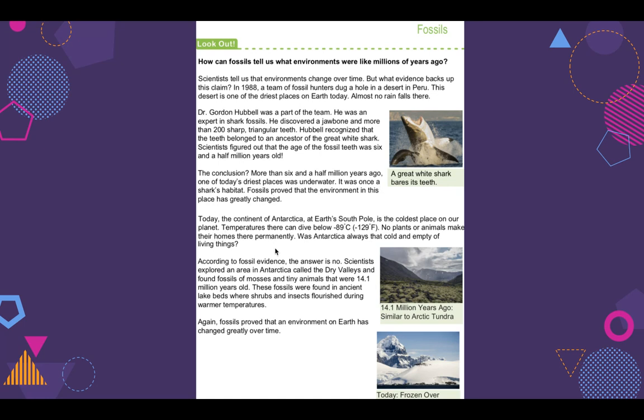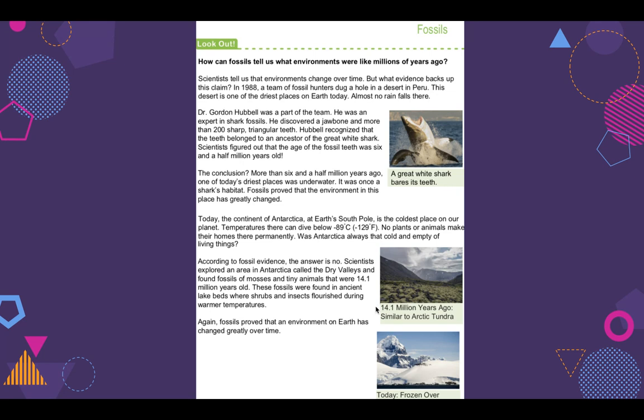Today, the continent of Antarctica at Earth's south pole is the coldest place on our planet. Temperatures there can dive below negative 89 degrees Celsius or negative 102 degrees Fahrenheit. No plants or animals make their homes there permanently. Was Antarctica always that cold and empty of living things? According to fossil evidence, the answer is no.